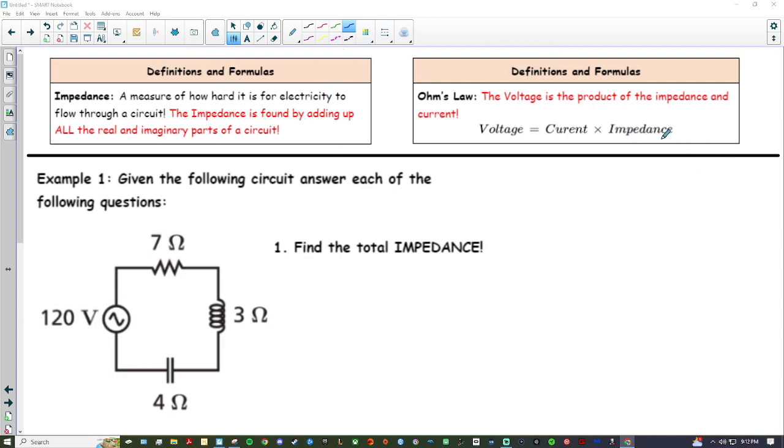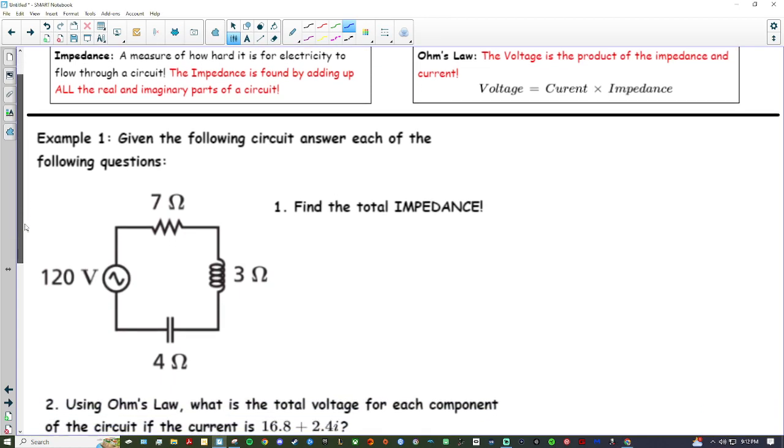With the help of impedance, we can use what's called Ohm's law. Ohm's law is the voltage. The voltage is the product, so when we multiply the impedance and the current, it will give us the voltage. Voltage can be found by multiplying the current by the impedance. So let's go ahead and look at our first example.